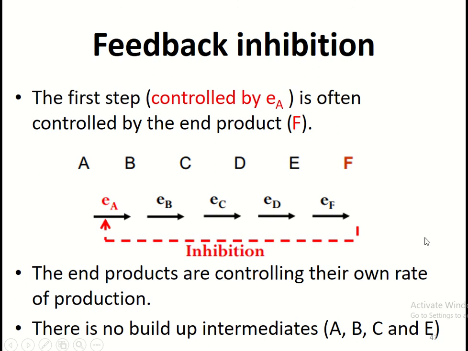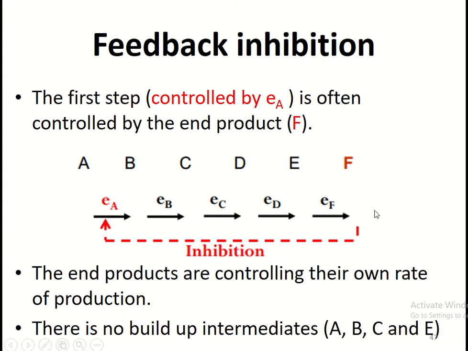Okay, look at this figure here. This is substrate A. This is enzyme A. Substrate A binds to the active site of enzyme A, thus producing product B. Then product B becomes the substrate for enzyme B, thus producing product C. And then product C becomes the substrate for enzyme C, thus producing product D, and etc.